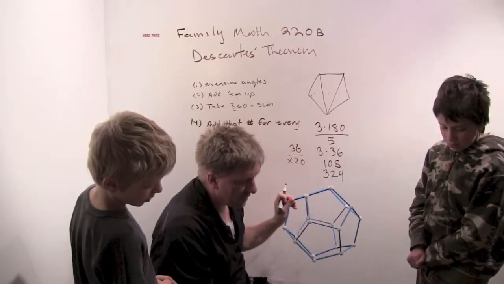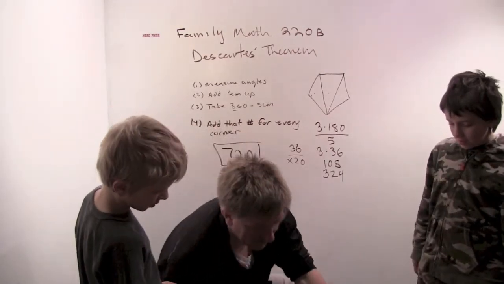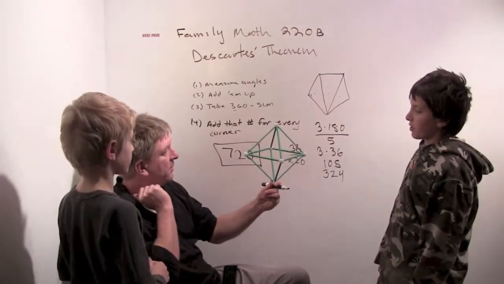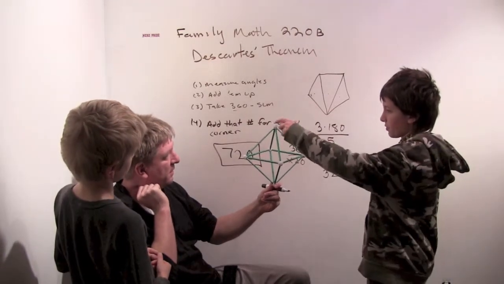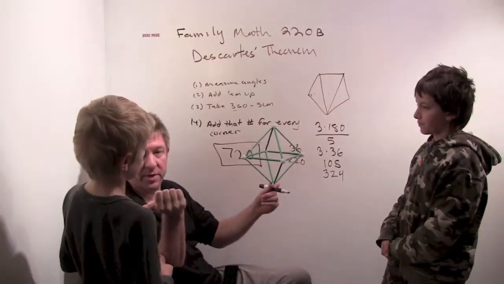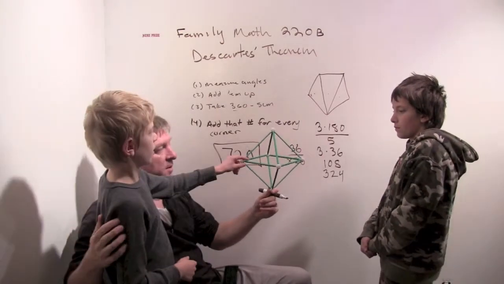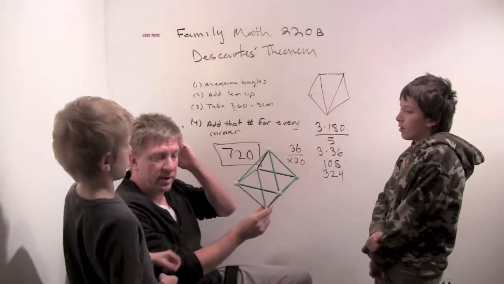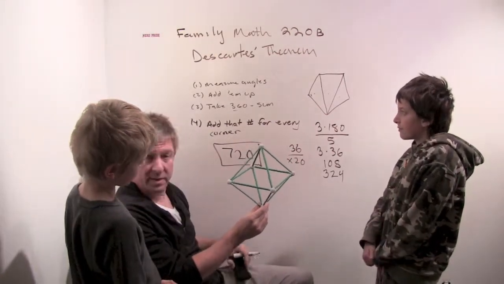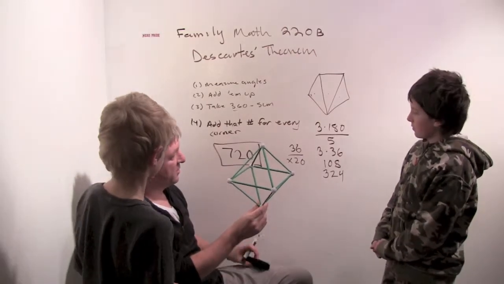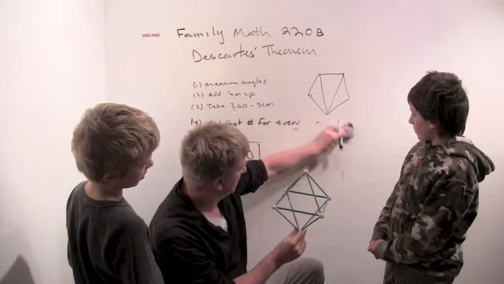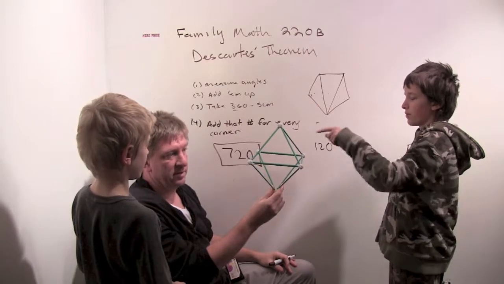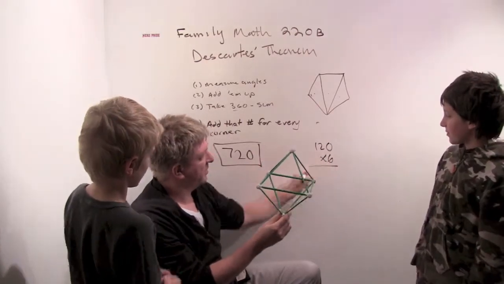Let's try the octahedron. Maybe we'll get 720. This one at least looks a bit different since it looks like we have 4 angles per corner. So what are each of those angles? Well, they are 60-degree angles. And there's 4. So what's 4 times 60? It's 240. And what's 360 minus 240? It's 120. How many corners do we have? We have 6. Hey, 120 times 6 is 720 again.